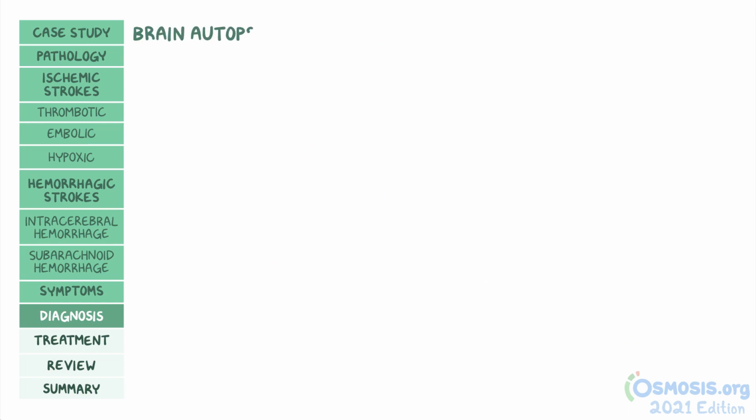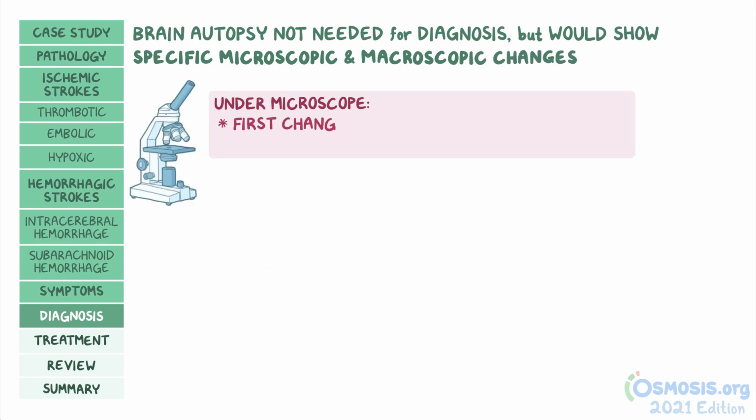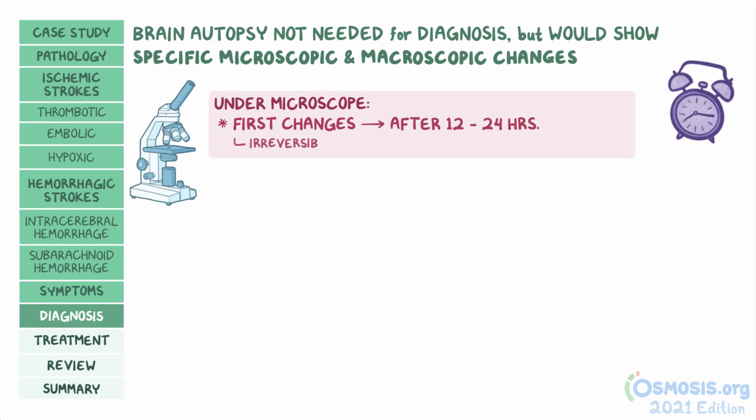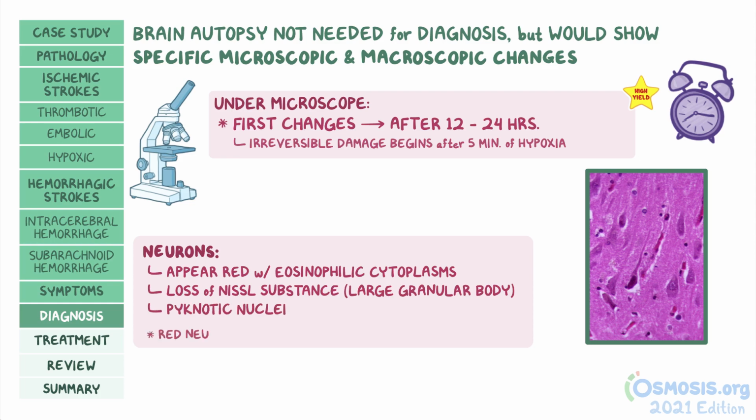Alright, so a brain autopsy is not needed for diagnosis, but it would show specific microscopic and macroscopic changes that are very high yield. Under a microscope, the first changes appear after 12 to 24 hours, although irreversible damage actually begins after 5 minutes of hypoxia. The neurons appear red with eosinophilic cytoplasms, loss of Nissl substance, which is a large granular body normally found inside neurons, and pyknotic nuclei. Red neurons are indicative of irreversible damage.